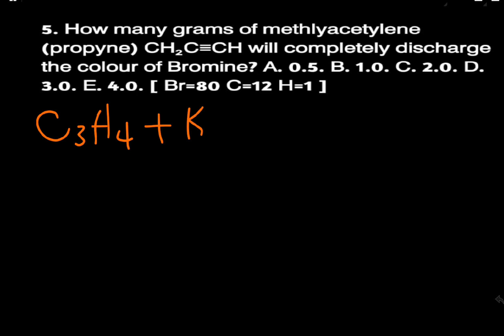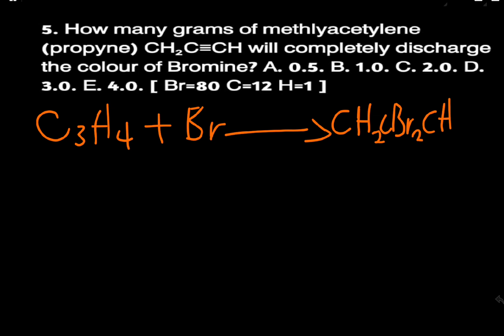We would go straight into it by creating a chemical equation and balancing it. So C3H4, propyne, reacting with bromine, Br2, you would get CH2Br2CHBr2. Now note this equation is not balanced.